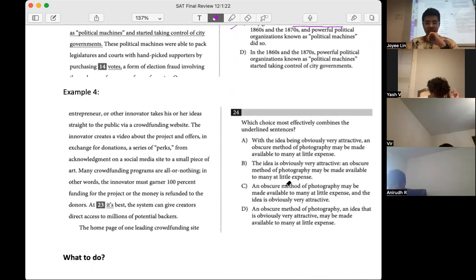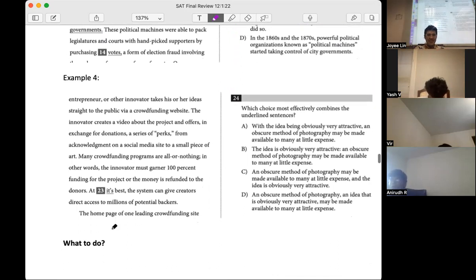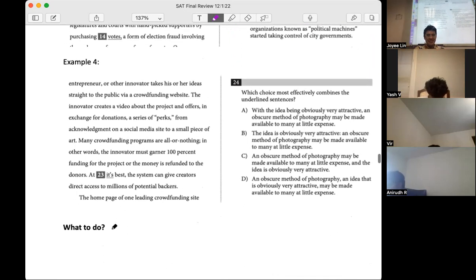24. Oh, I don't even have it in the passage. It's interesting. It's not here. Well, you can try to guess it without seeing it. All the answers are here though, so just pick the best one out of these 4 without the passage.